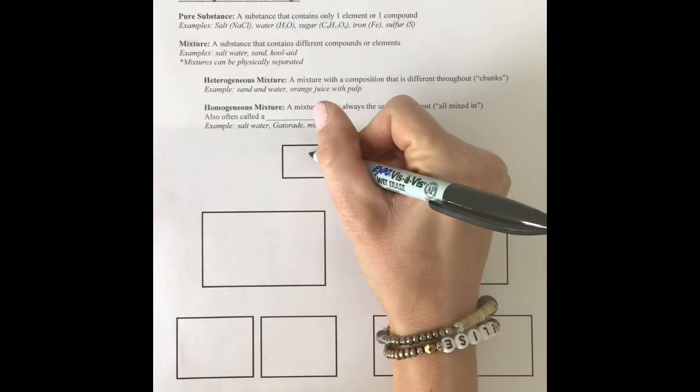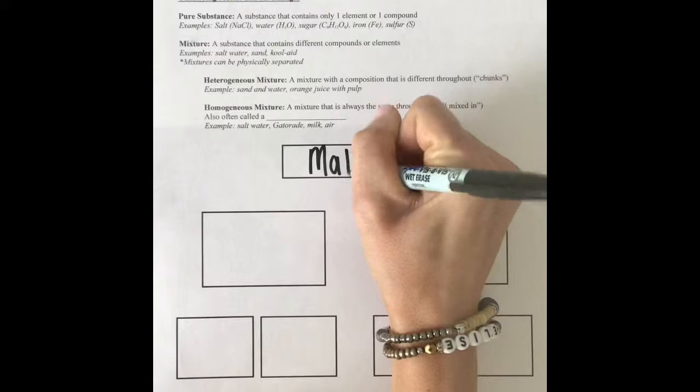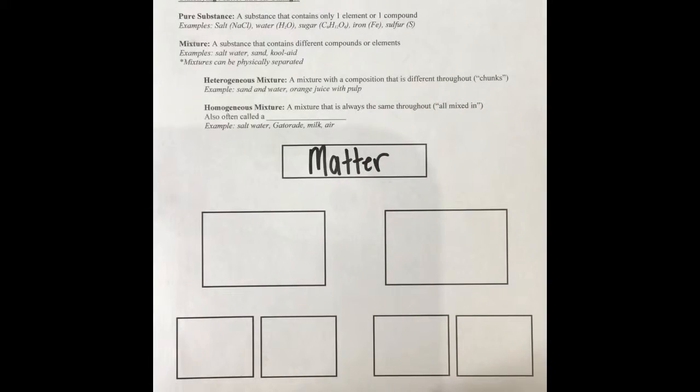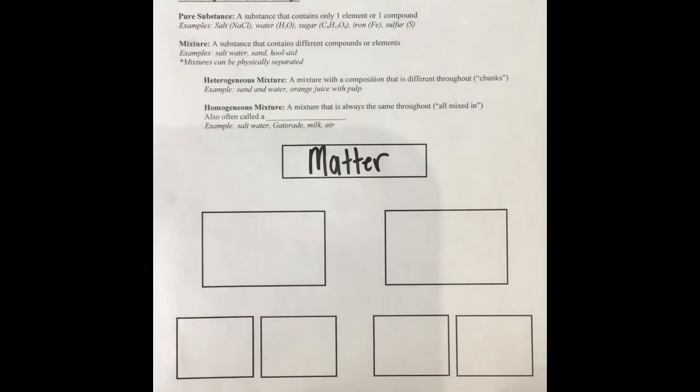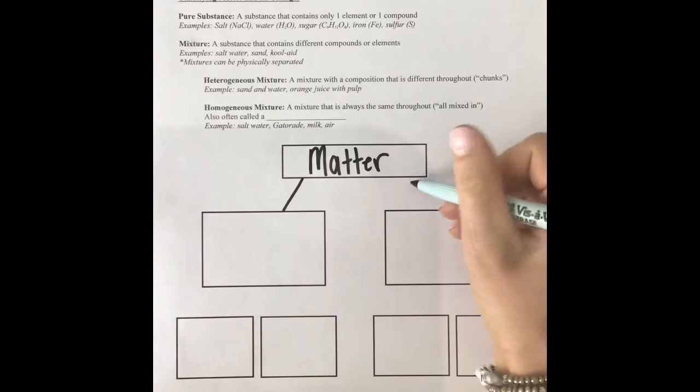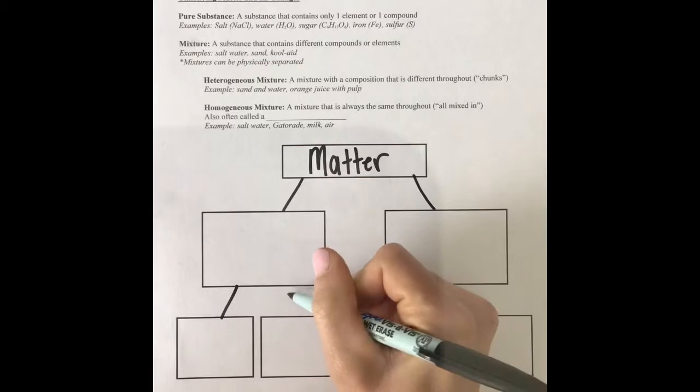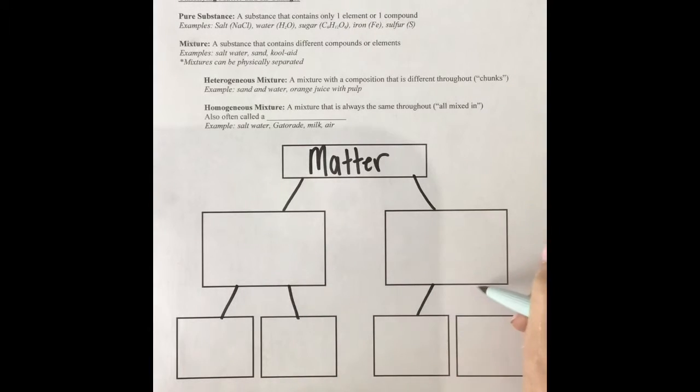Okay, so let's start by putting matter at the top of our chart because that encompasses everything. And we're going to break it into different categories. So if you can go ahead and fill in the lines of your chart, that would be helpful.